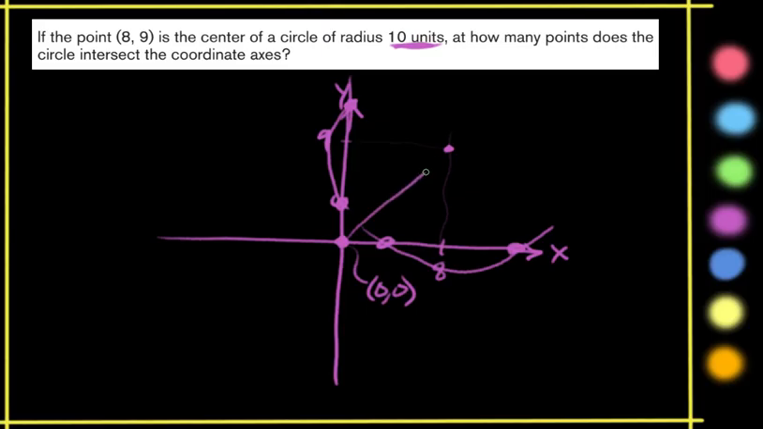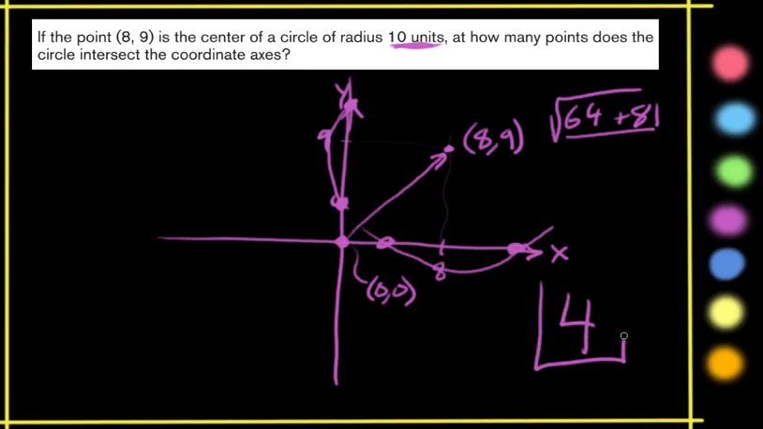But this distance from the origin out to (8, 9) is not a distance of 10, right? Because 8 squared is 64, 9 squared is 81, and if you add those two together, it's not going to give you 100. This is bigger than 100, right? The 64 plus 81. So that means that these 4 points, the 2 at which it intersects the x-axis and the 2 at which it intersects the y-axis, are going to be 4 distinct points. And so our answer is just going to be 4. That's the number of points at which it intersects the coordinate axes.